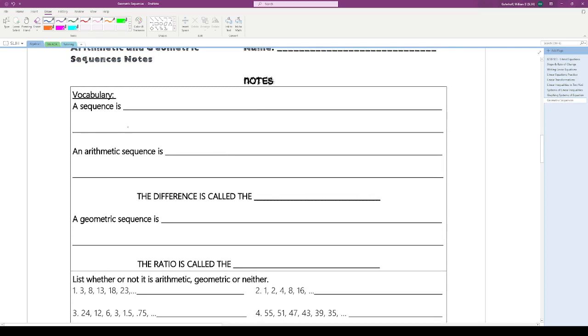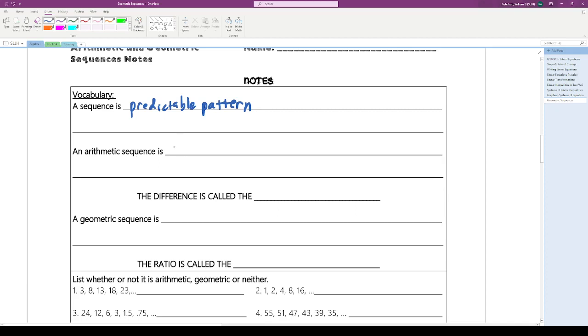Okay, so a sequence is, I guess, a predictable pattern. I don't know exactly what goes in here. If you want to look at the answer key on Canvas, you can. I'm just going to put in my definition. It's a predictable pattern. Yeah, that's fine.